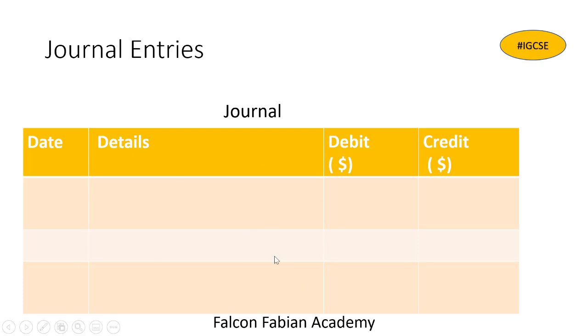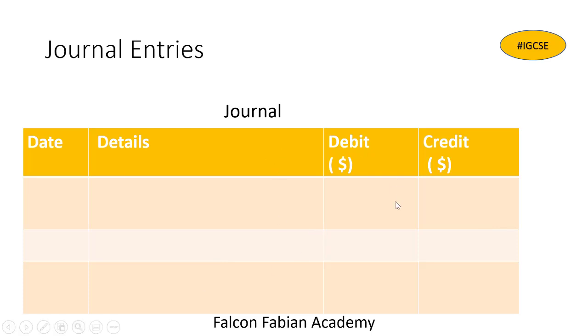Journal is the place where the transaction is recorded first. Once the transactions are recorded in the journal, then they are posted to ledger. So this is the first place wherein transactions are entered in chronological order. So the format of journal has a date column, details column, a column to write the debit amount, and a column to write the credit amount. If you are coming across this format for the first time, please make note of it in your notebook.